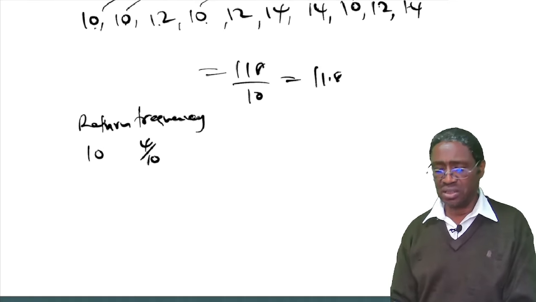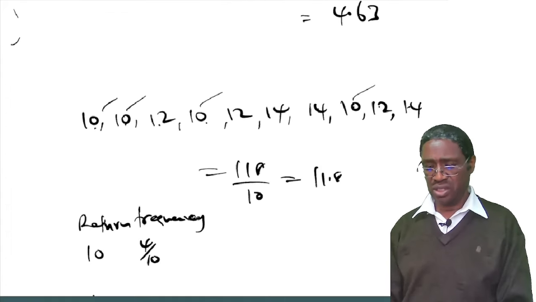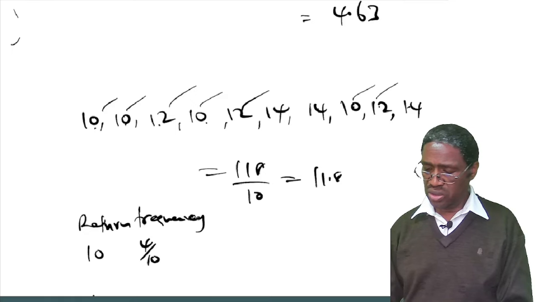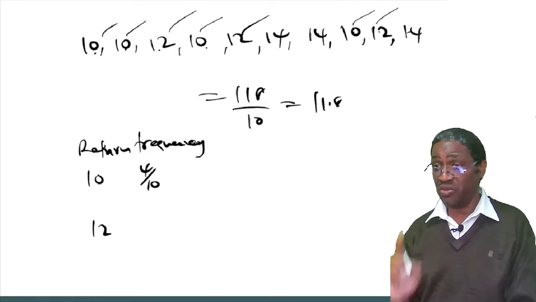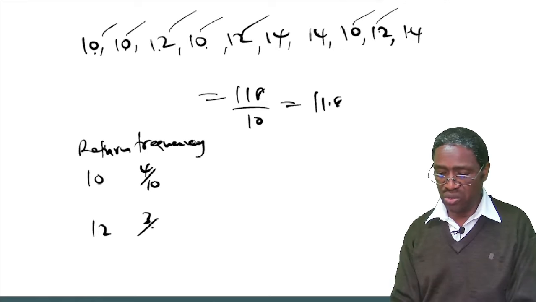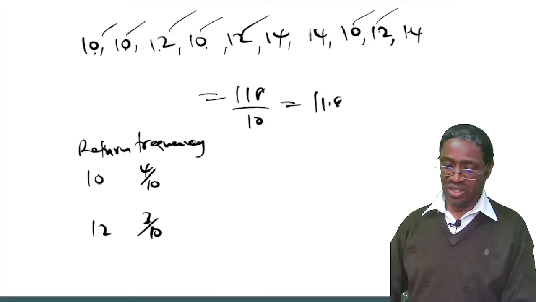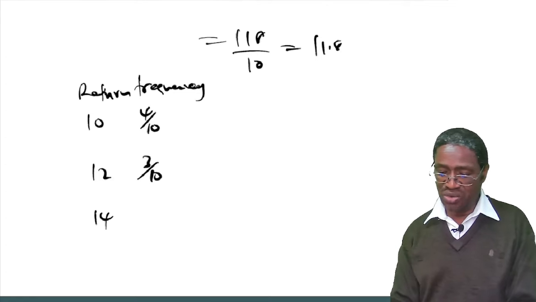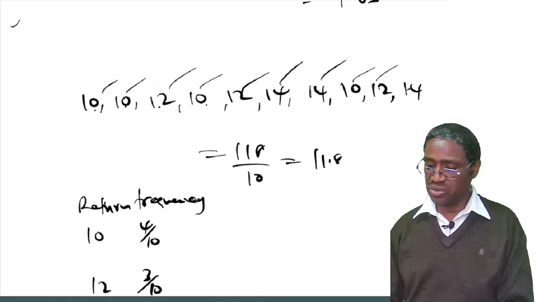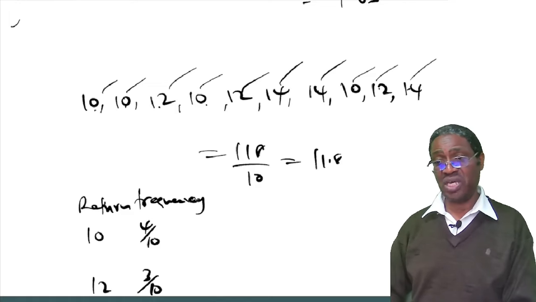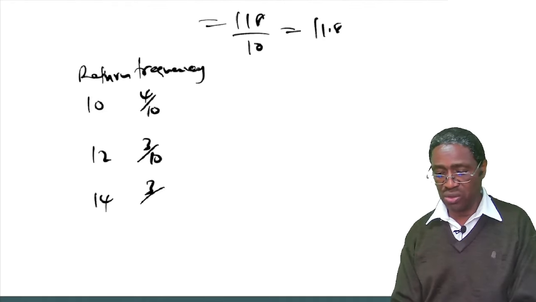There is another return, 12%. How many times did it occur out of 10 times? 1, 2, 3 times. Okay? The frequency of 12% as a return was 3 out of 10 times. That was the frequency. Good. Then there is another return you got of 14%. How many times did it take place? 1, 2, 3. 3 times. So the frequency of 14% was 3 out of 10.